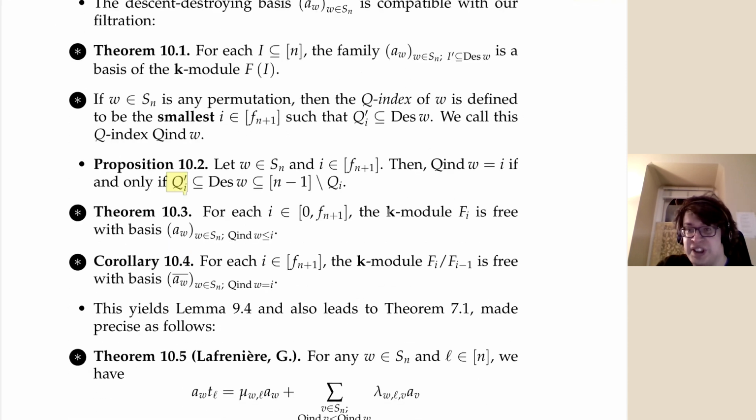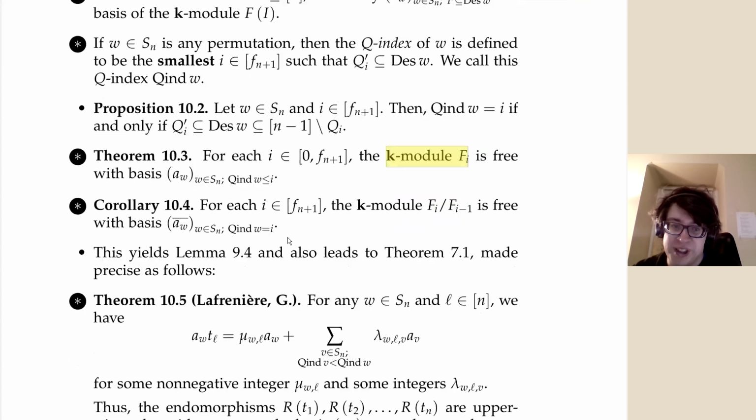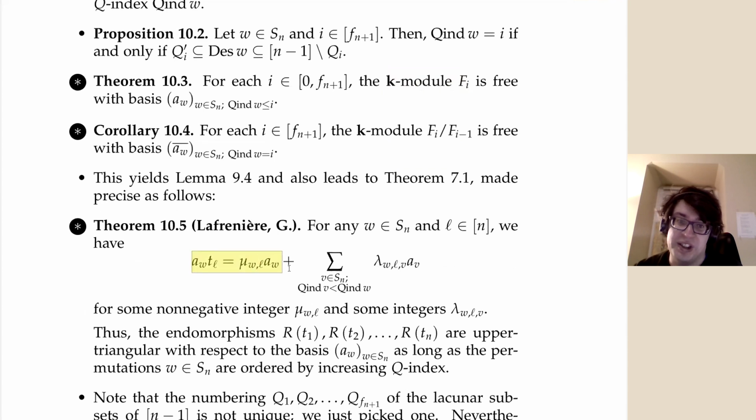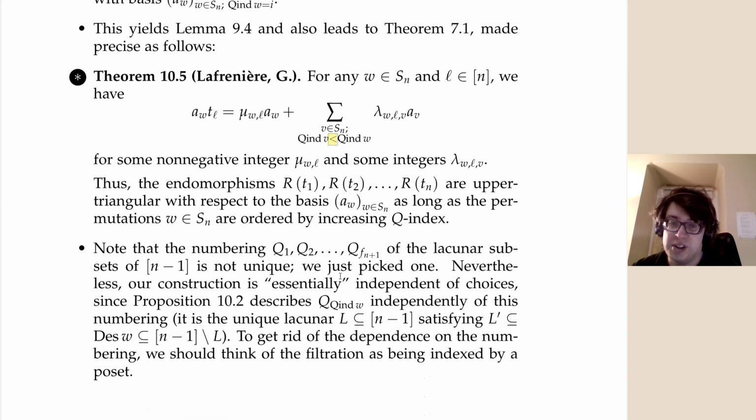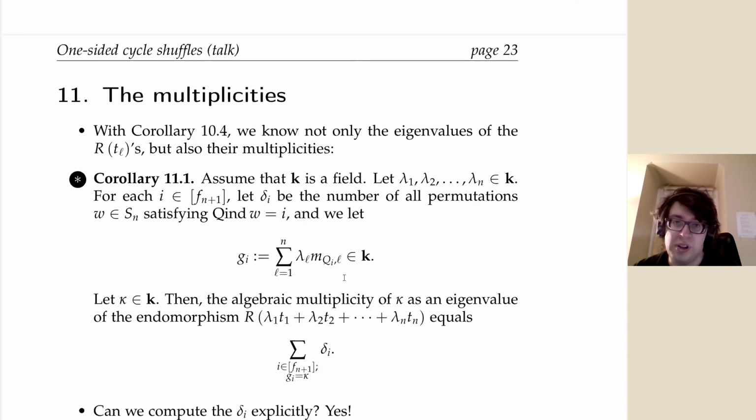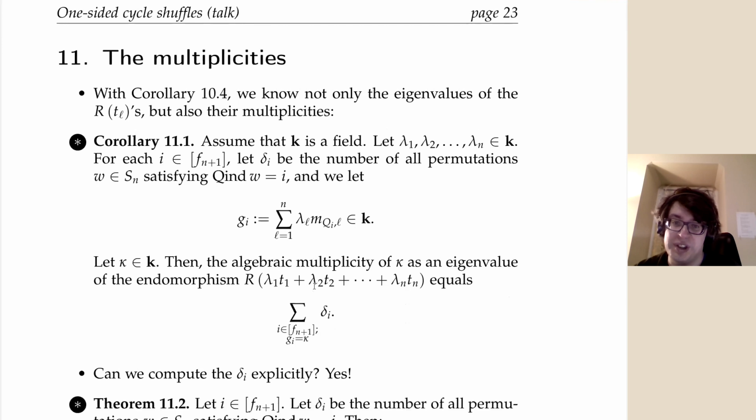So this clearly yields that the parts of the filtration are free modules, and that the basis makes the matrices triangular, and it explains what this partial order is. The partial order is actually saying smaller Q index, whatever this actually means combinatorially. So yeah, this way you can also find the multiplicities of the eigenvectors.